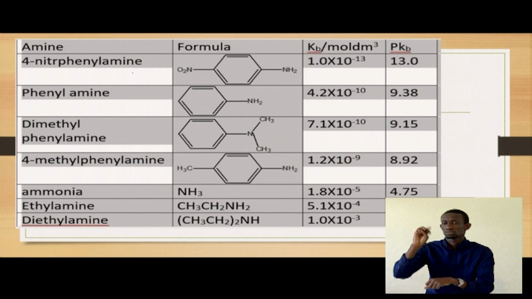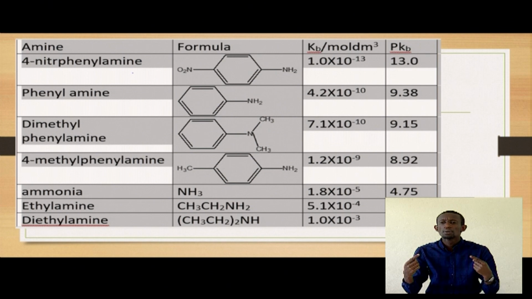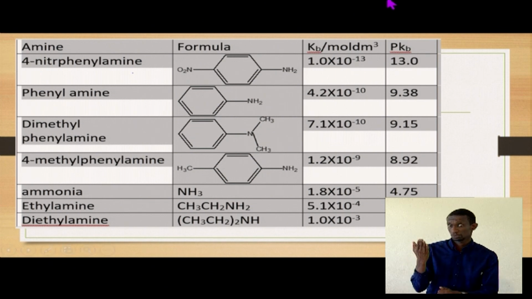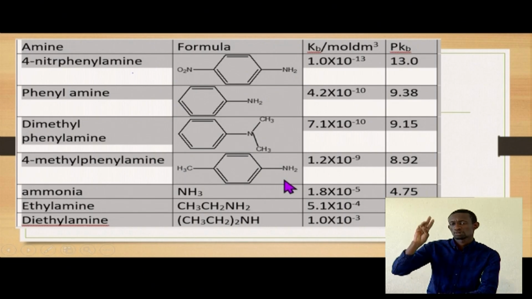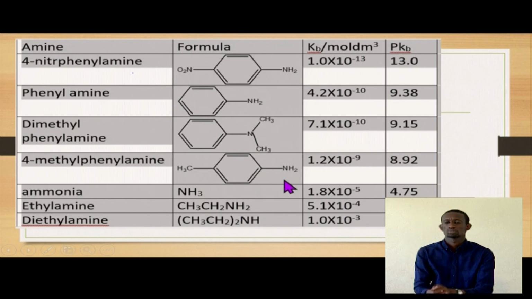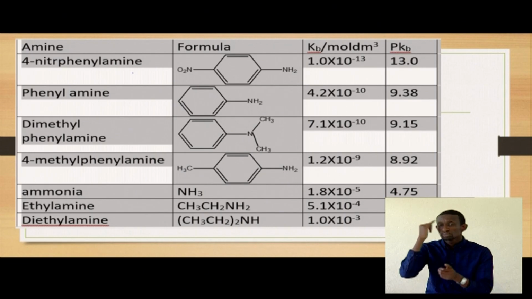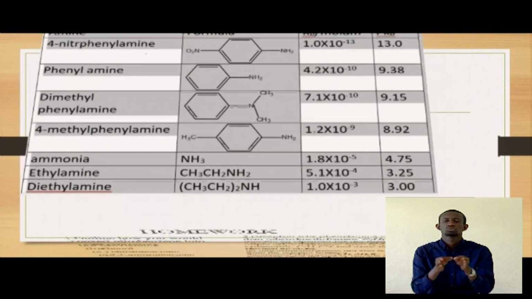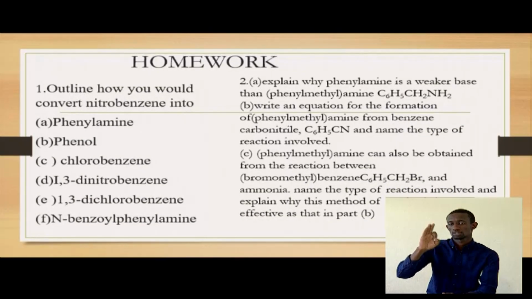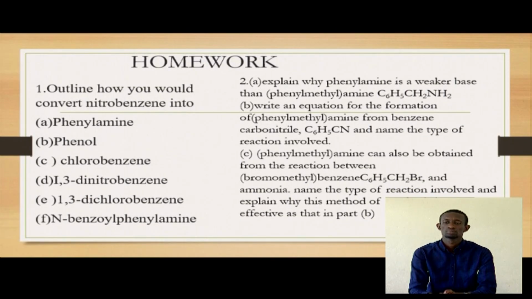Why are there such differences? Even with those that contain the methyl group, compared with ammonia, the effect of the substituents, you use the idea of the acidity, and then you can be able to describe the effect of substituents on the alkalinity of these compounds.